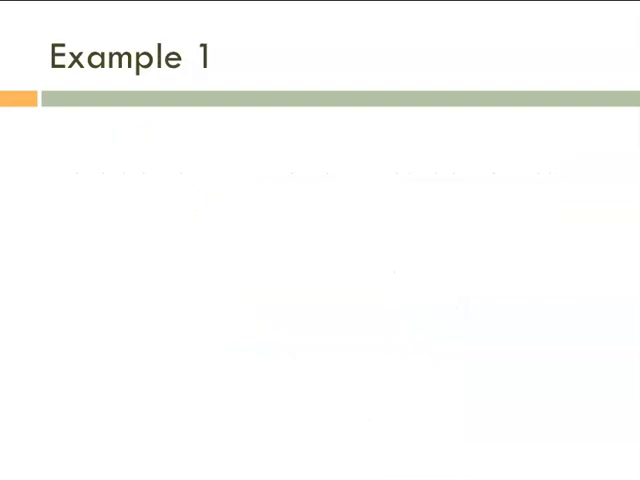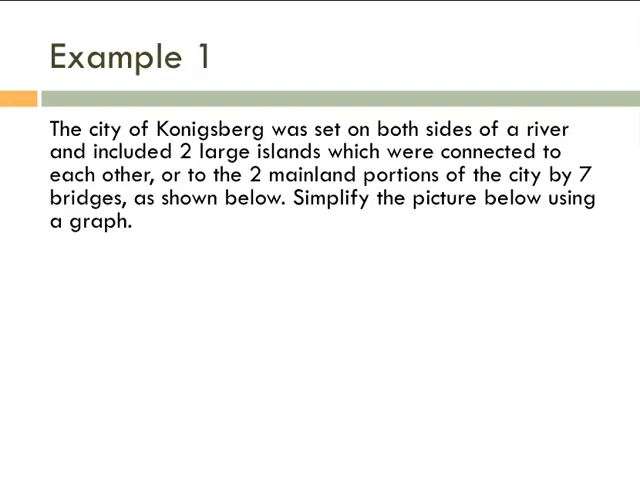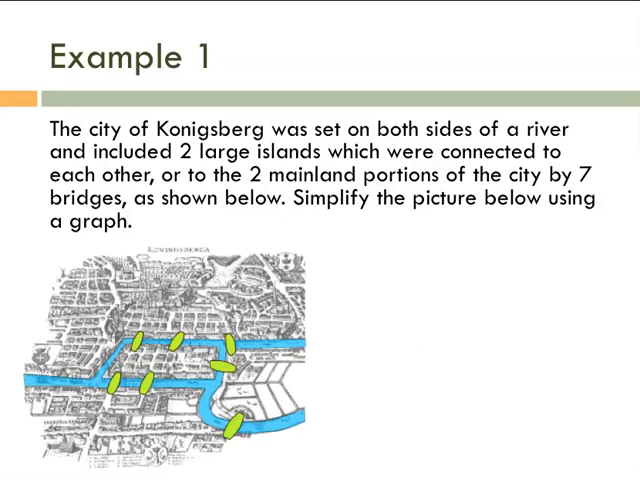Okay, so in this first example, it says, the city of Königsberg was set on both sides of a river and included 2 large islands which were connected to each other or to the 2 mainland portions of the city by 7 bridges as shown below. Simplify the picture below using a graph.